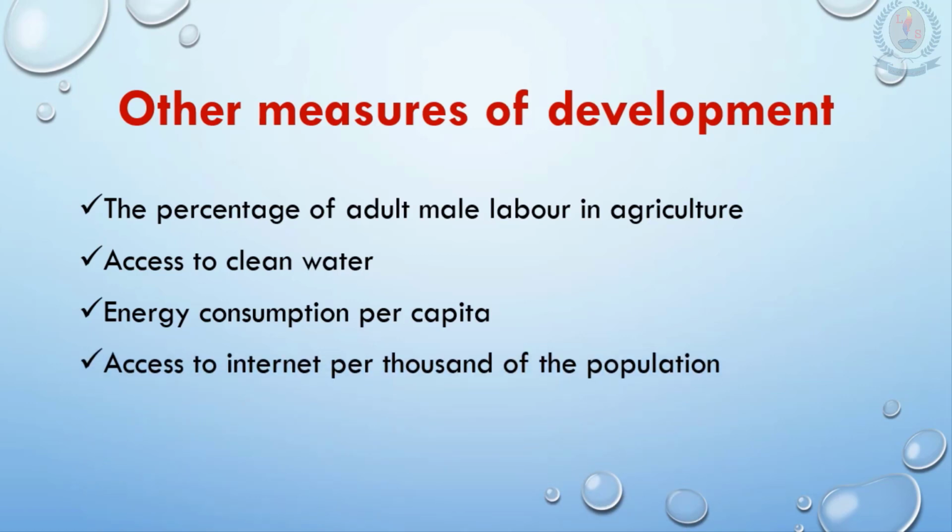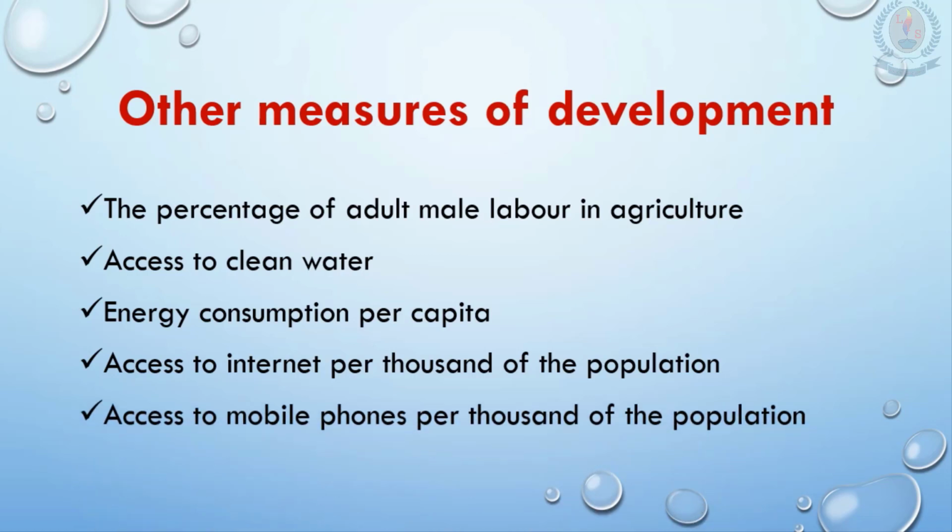Access to internet per thousand of the population. The proportion of the population using internet is a good indicator of the connectivity of individuals, the government, and businesses. The use of internet offers opportunities for economic development, improved health, and raising the quality of human capital. So the number of people who have access to internet out of 1,000 people will also be another measure of development.